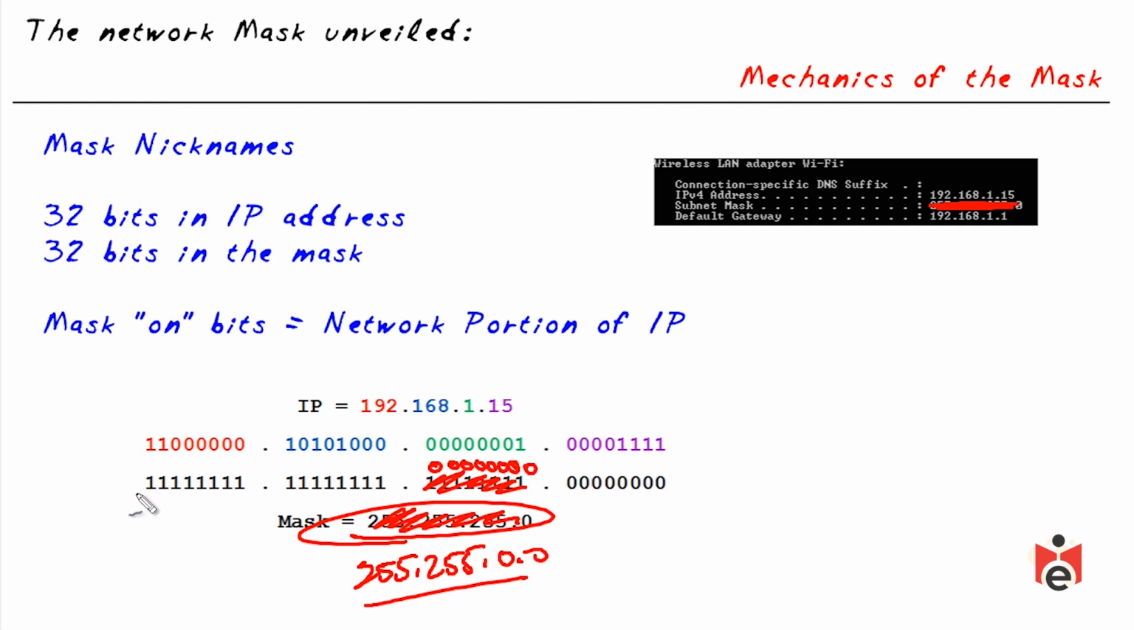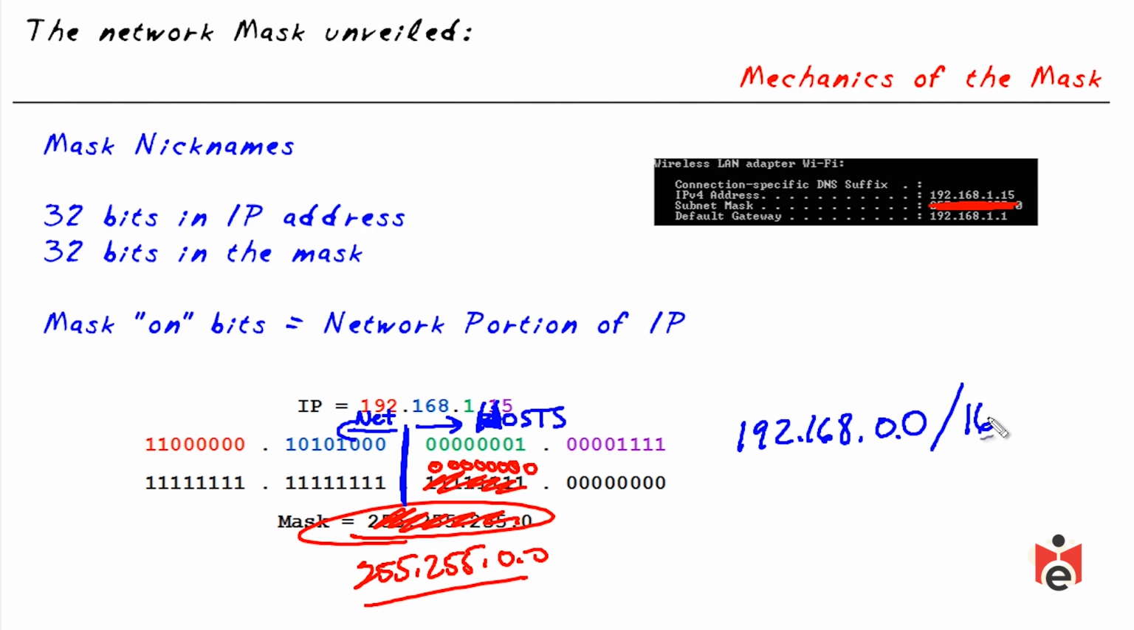I'd say, well, we're going to follow the bits in the mask until they stop, and then you can draw a line. Everything to the left of that is the network, and everything to the right are the host addresses. So with this mask, the network is 192.168, and anything beyond the mask, when we're identifying the network, we just zero out. So this is the 192.168.0.0 network /16. It's a 16-bit network, and we have another 16 bits available for host addresses on that network.